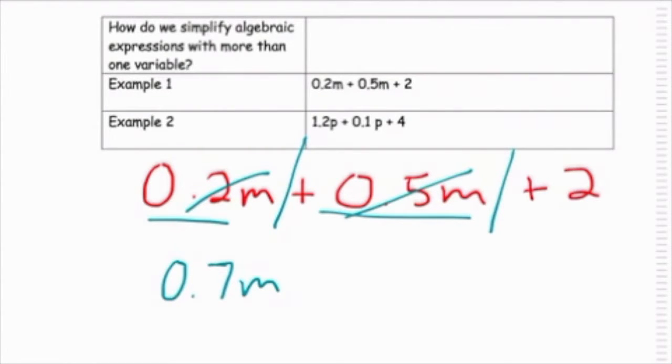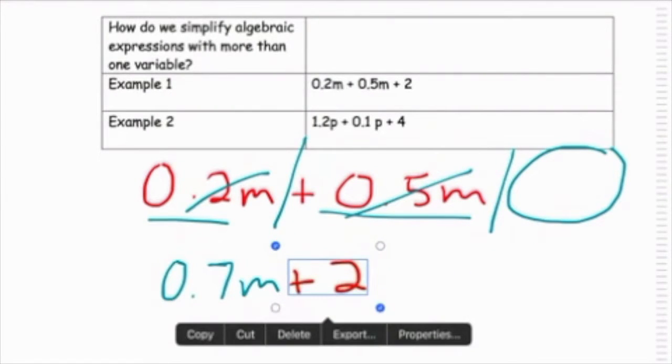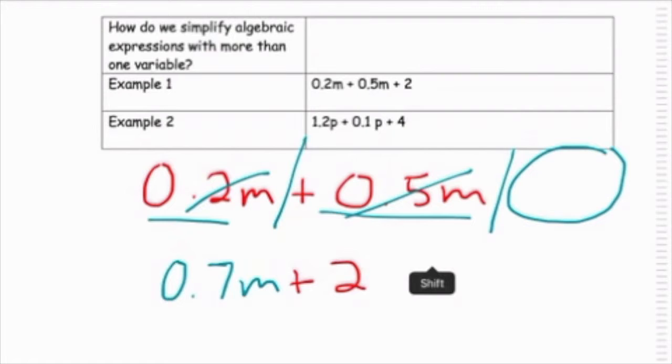From there, that 2, right, that positive 2, it has no buddies. It has no one to combine it with. So you just bring it down. So literally, I'm going to bring it down. See? Just goes right down. And notice because that 2 is positive, there's a plus sign in between the 2 terms. So it's 0.7m plus 2. And there's your answer.